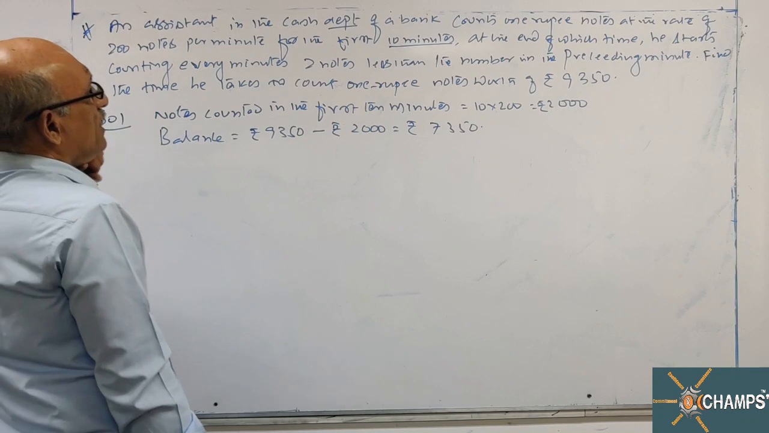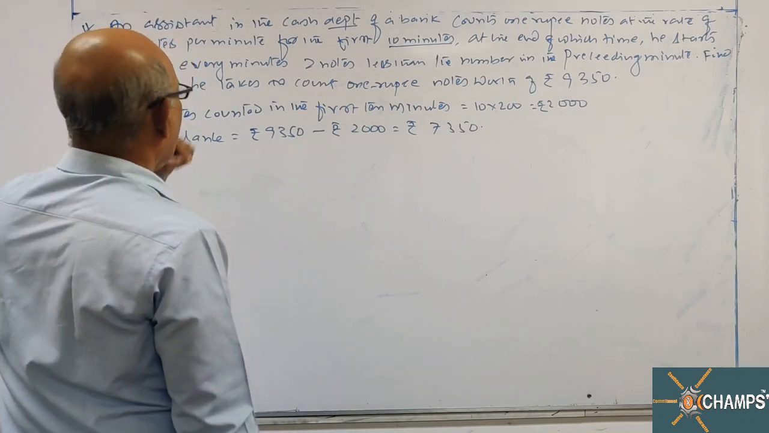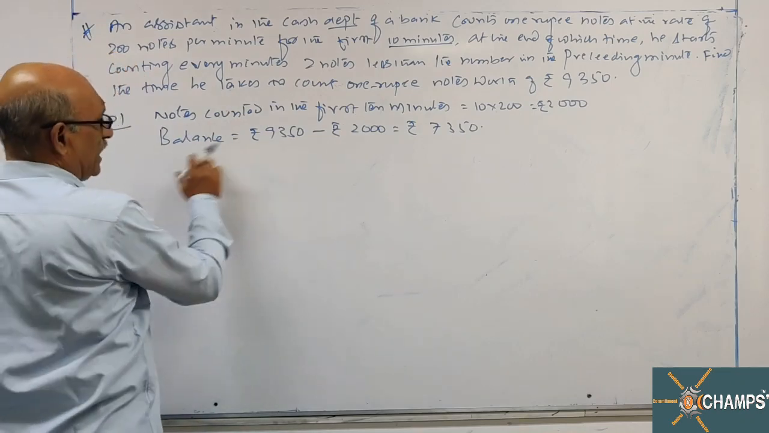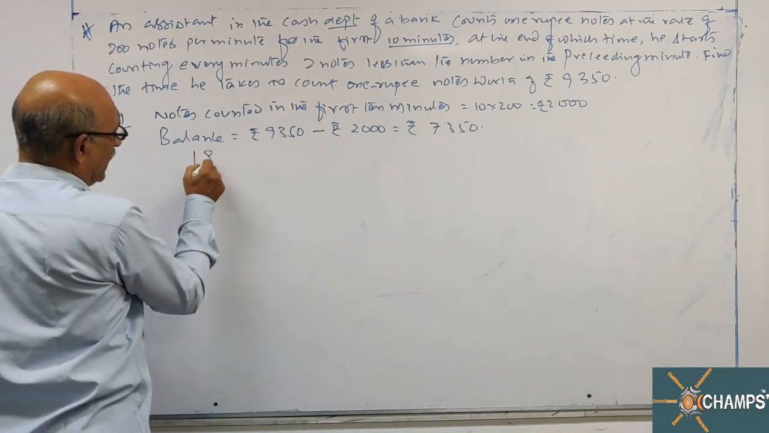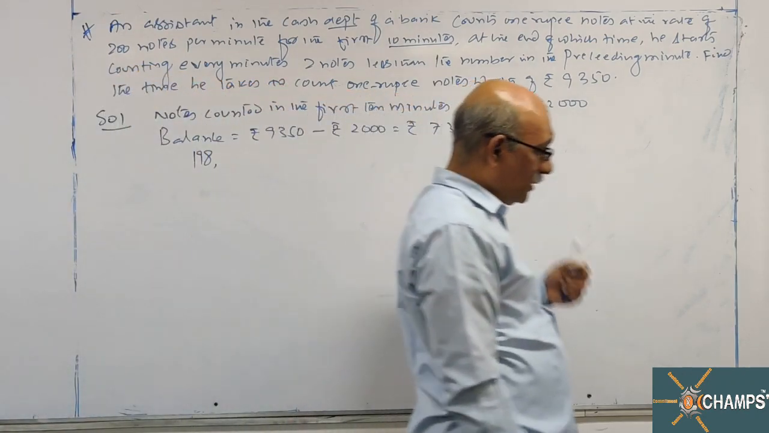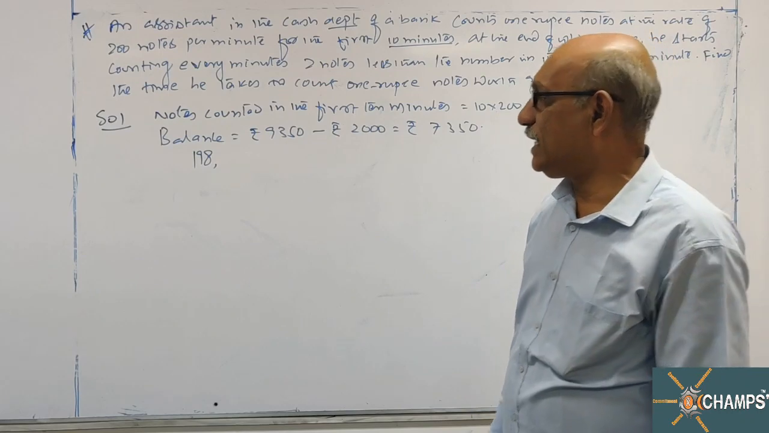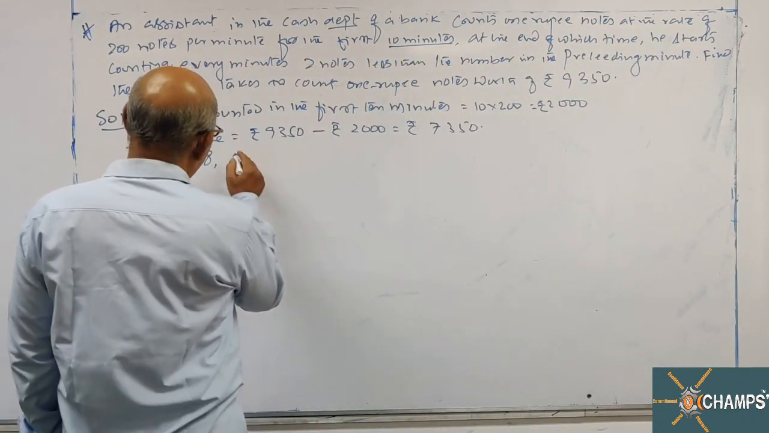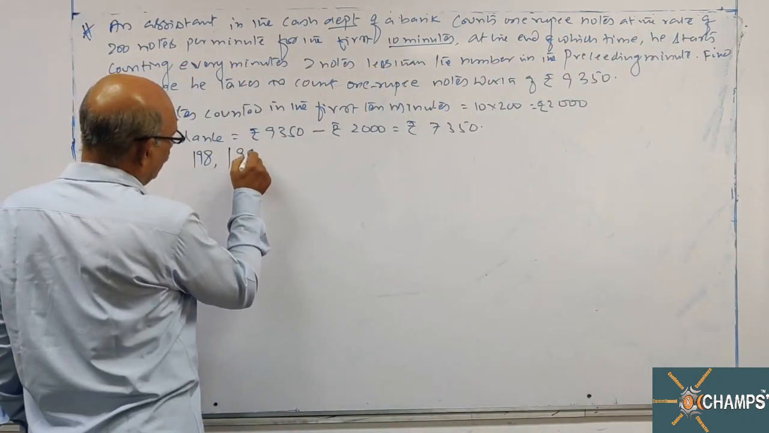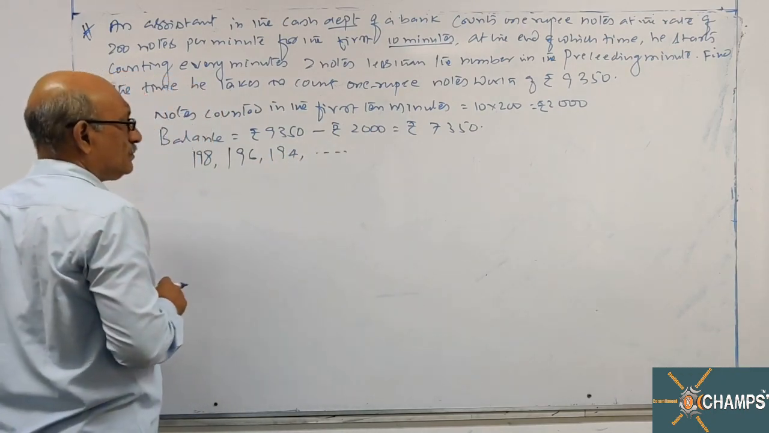He starts counting the notes. Every minute, 2 notes less than the number in the preceding minute. So let's look at how he is counting. 198 is the first number. 10 minutes are over, sir. In the 11th minute he counted 198 notes. In the 12th minute it is 196, 194, this way it is going on.